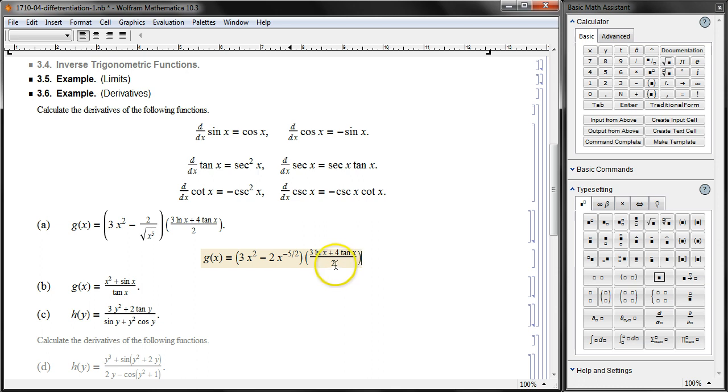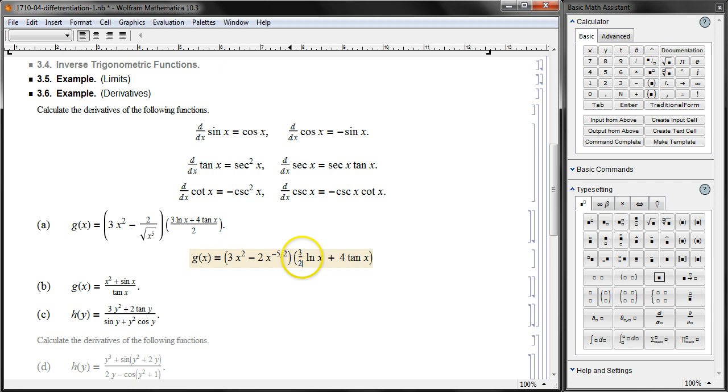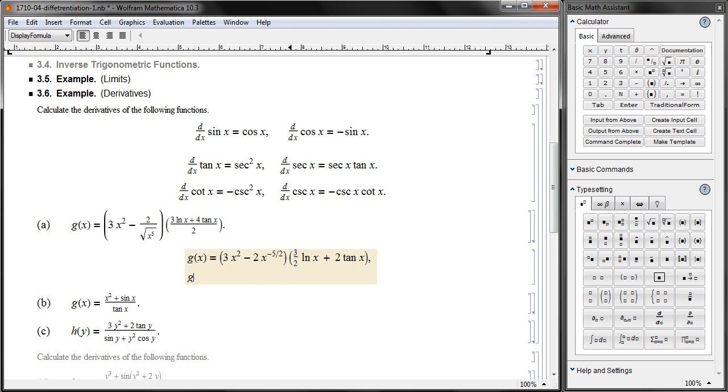Let's see. Further simplification with this 2. Yes, let's rewrite it like this. Okay, just a simplification. Is everything correct? I guess so, and let's now move on.